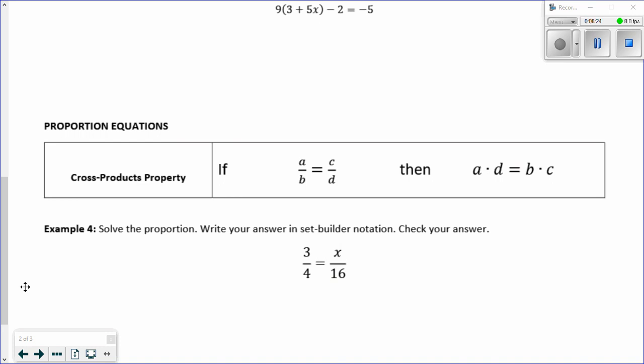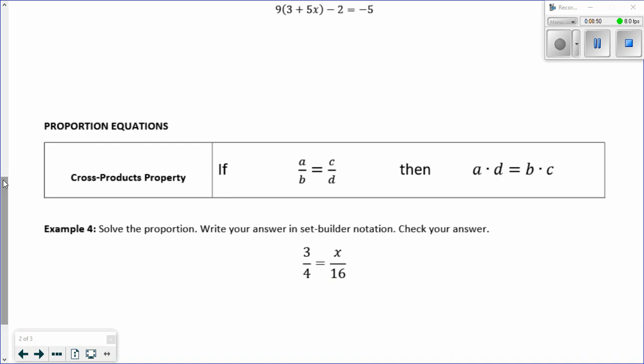Alright, proportion equations can show up sometimes. When proportion equations show up, they're going to look like this, typically like a fraction equals a fraction. And to solve them, we actually use cross products. So what we do is we will multiply across and then set them equal to each other. So A times D will be equal to B times C.